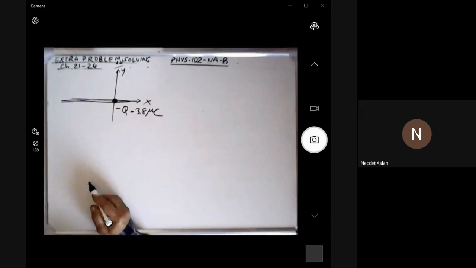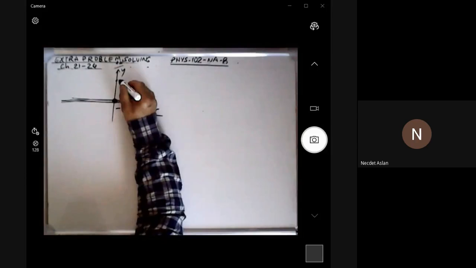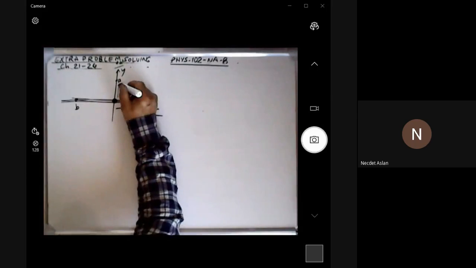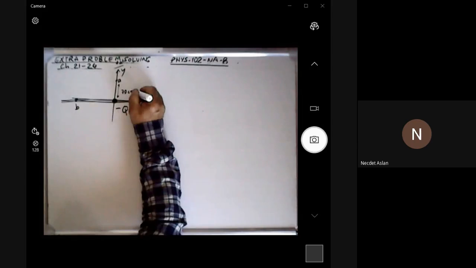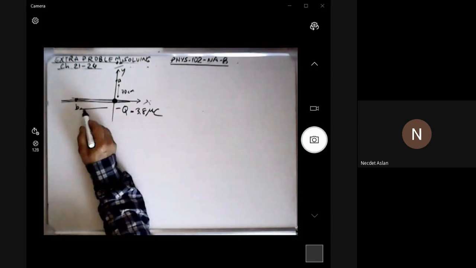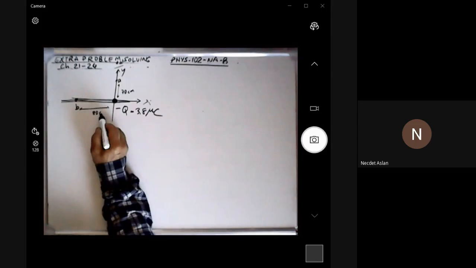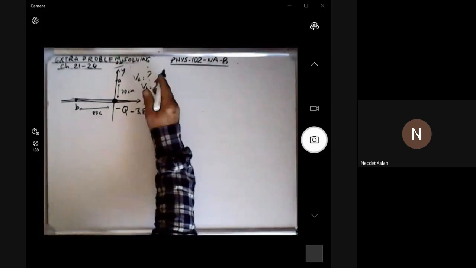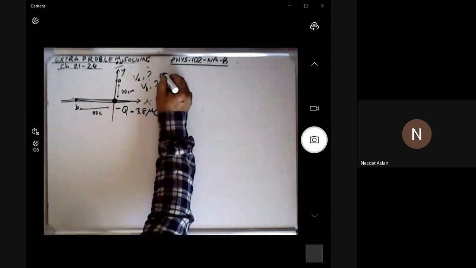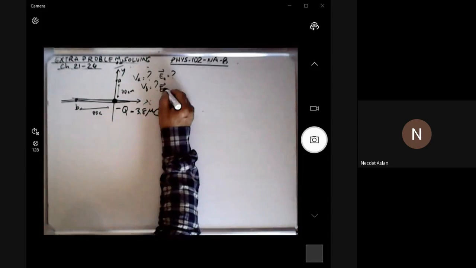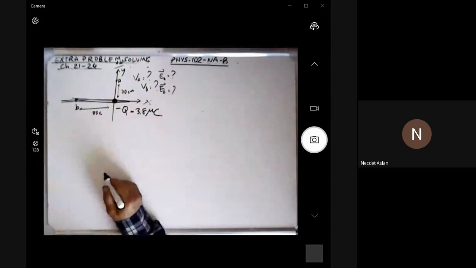The charge is given, and we would like to find the potential at point A and the potential at point B, where this distance is 70 centimeters and this is 80 centimeters. So we would like to find what is VA, what is VB, so that we can get delta V, VA minus VB. Also, what is the electric field at A and what is the electric field at B? So we would like to find the potentials and the electric fields.